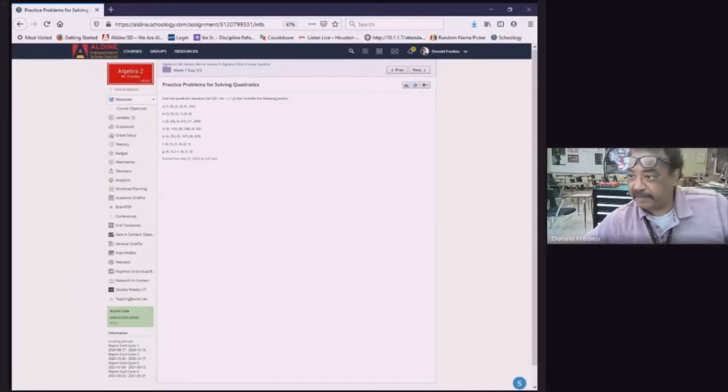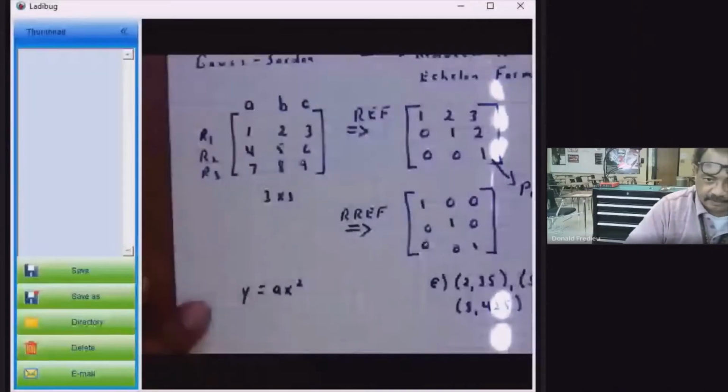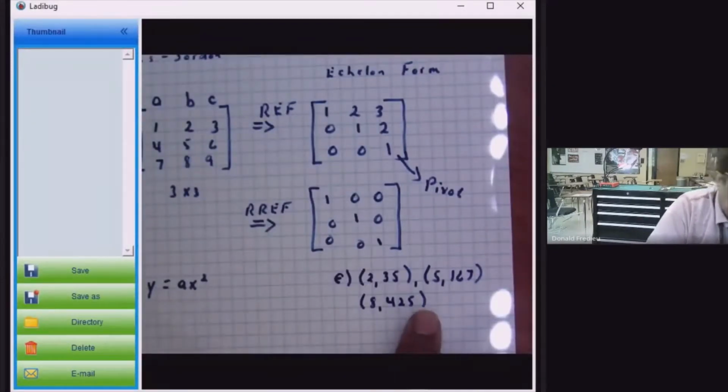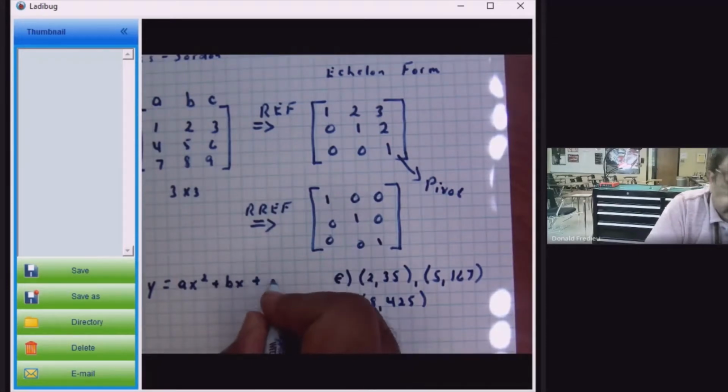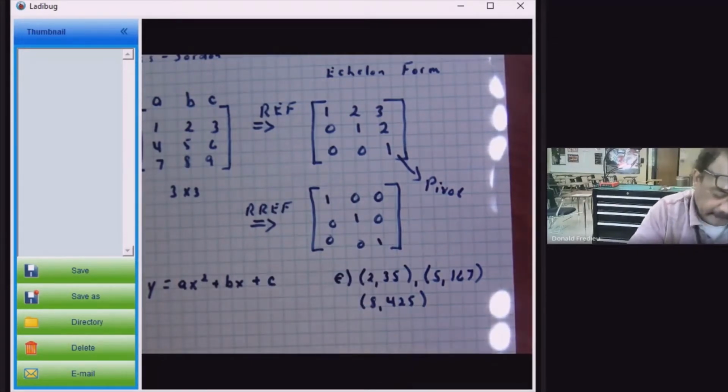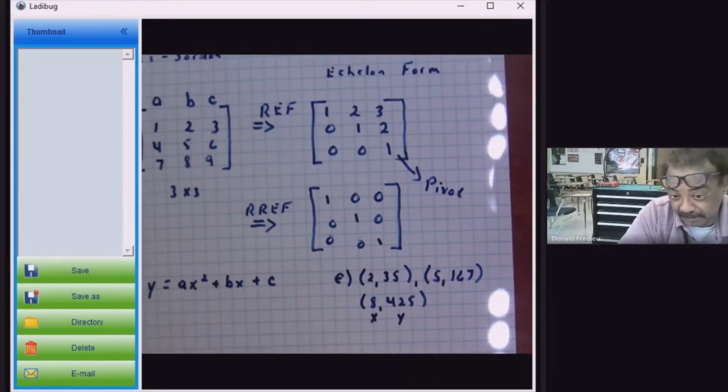So I'm going to switch windows again and go back to Ladybug. So these are my 3 points. My quadratic looks like this: ax squared plus bx plus c. Now in this ordered pair, the first component is x, the second component is y. There's 2 of them, so it's called a pair, and the order matters. X comes first, so it's called an ordered pair.